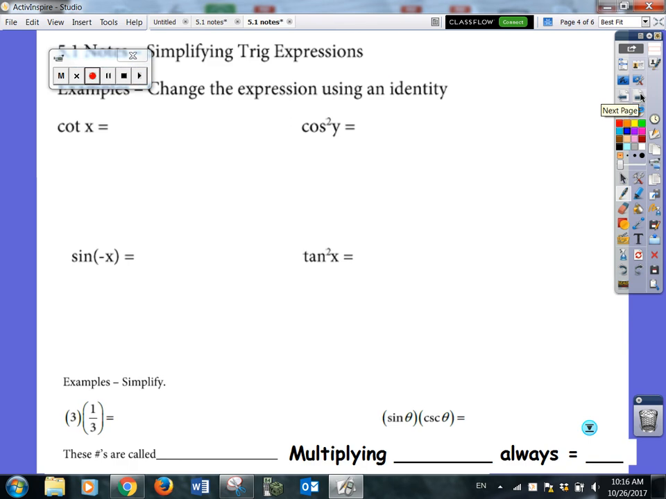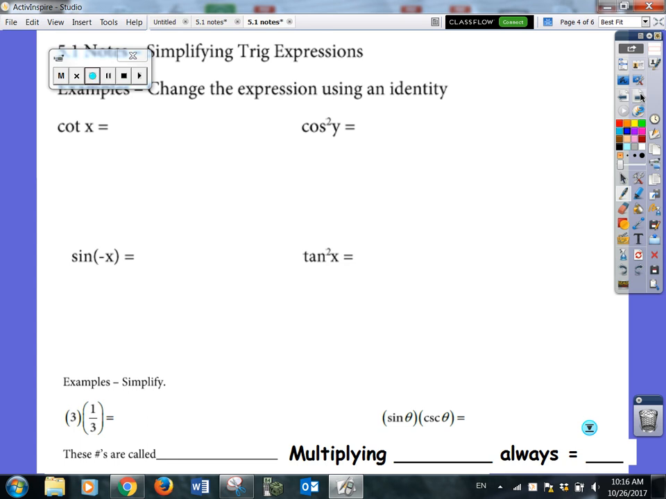All right, so these first few examples is just kind of showing you how you use the identities to change it. There are different options. There's not always just one way to do it. Sometimes you want to change it, sometimes you want to leave it there. It just depends on the problem. Again, there's no steps to say this is always what you do.